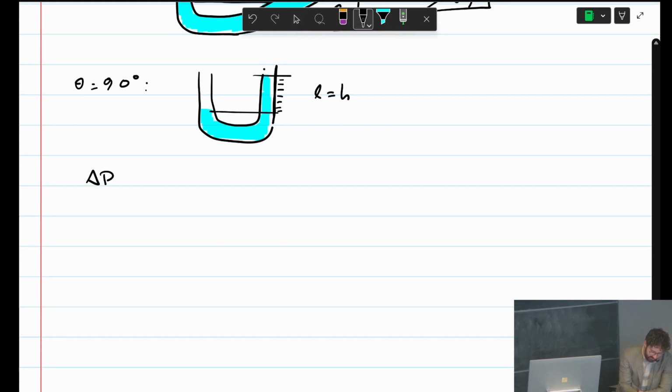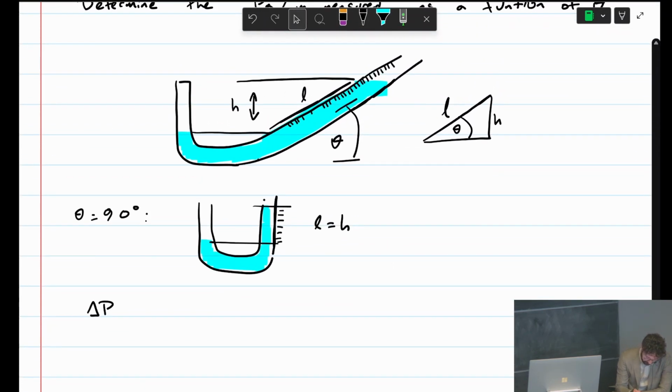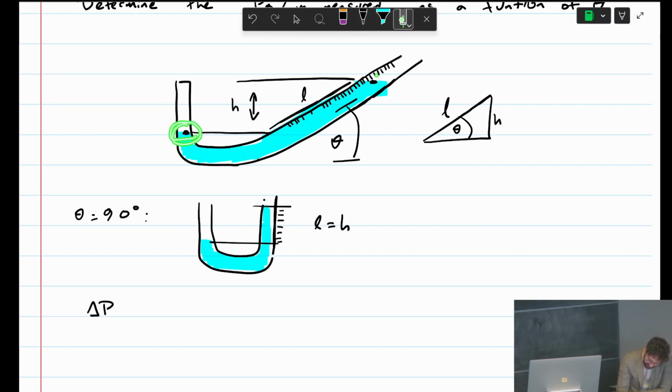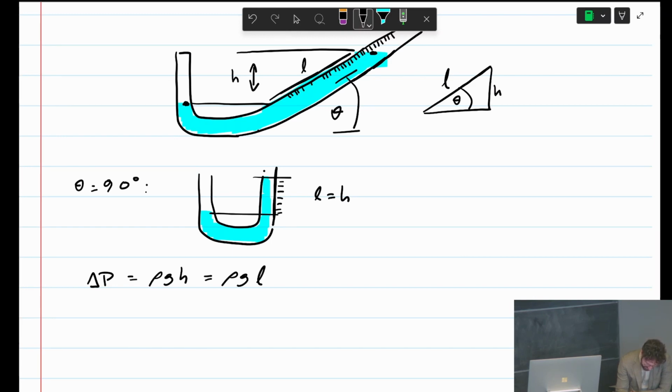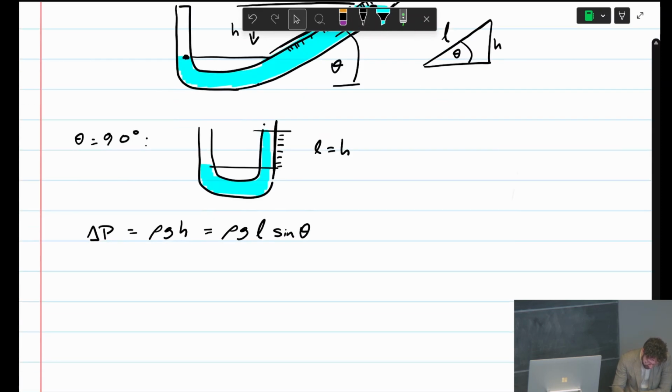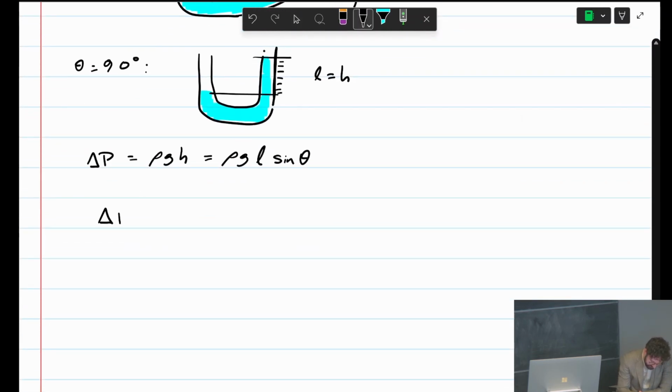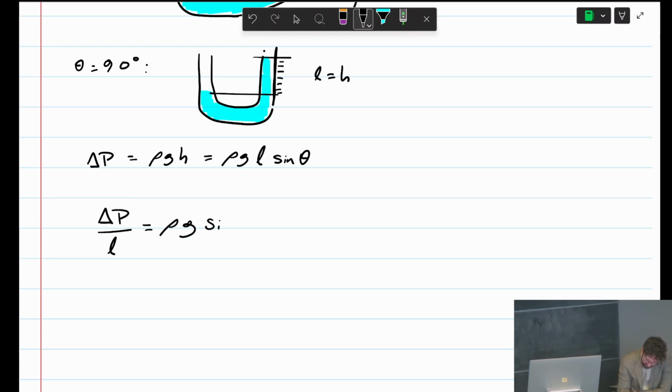So the change in pressure between these 2 points will be delta P. The 2 points I'm talking about are here and here, these laser pointers. So that point and that point. So delta P is rho g h, which is rho g L sine theta. So delta P over L is rho g sine theta.